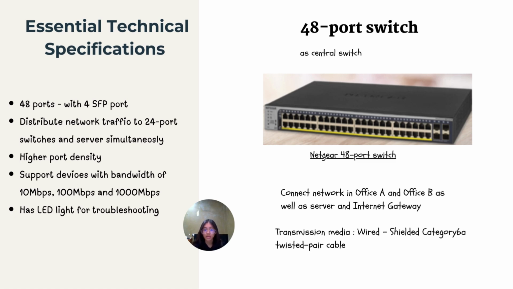As a central switch, it connects the network in Office A and Office B. It has to efficiently transfer files between these two offices, and since it can distribute network traffic to these 24 port switches and servers simultaneously, it can reduce network congestion, so it won't slow down the other devices, which is useful and effective. Since we have a downlink of 300 megabit per second and an uplink of 100 megabit per second, this 48 port switch is suitable as it supports devices with bandwidth of 100 megabit per second and 1000 megabit per second, meaning that it has high data rates. Finally, it has an LED light for troubleshooting, which makes it easier to know if the switch has a problem.